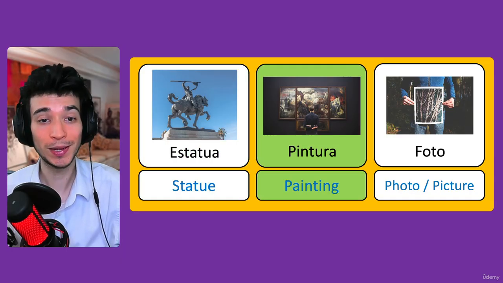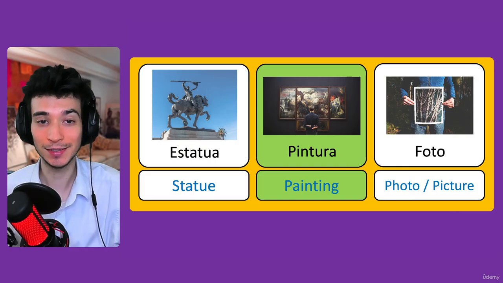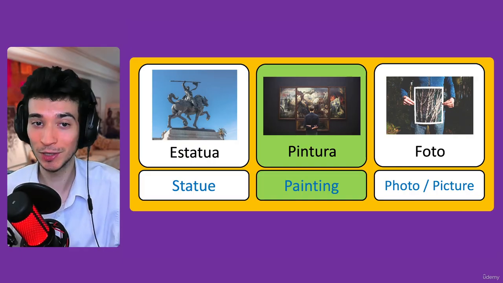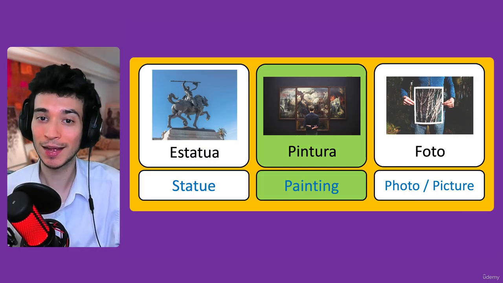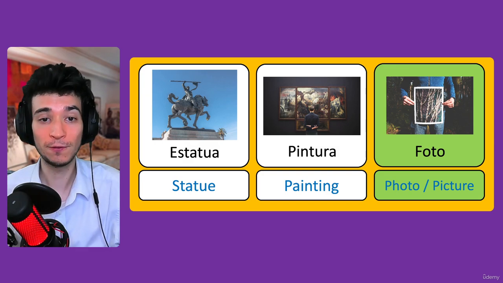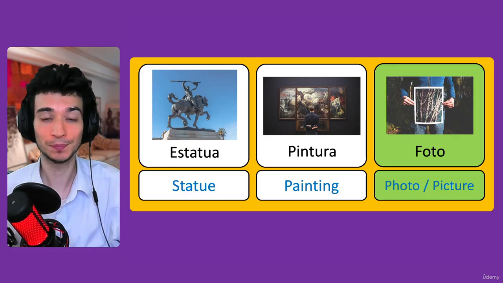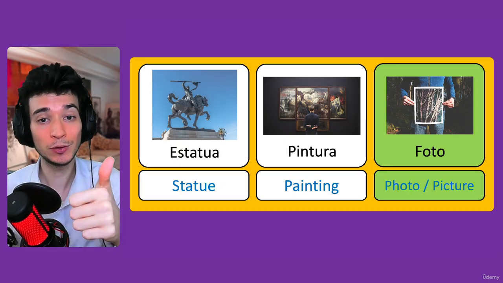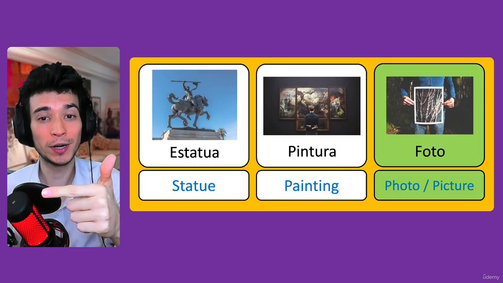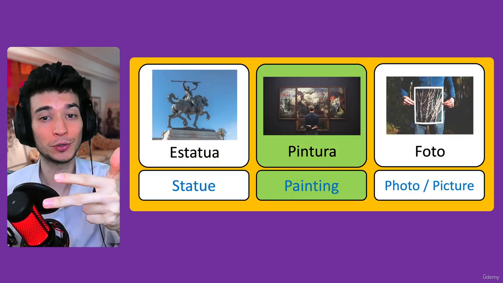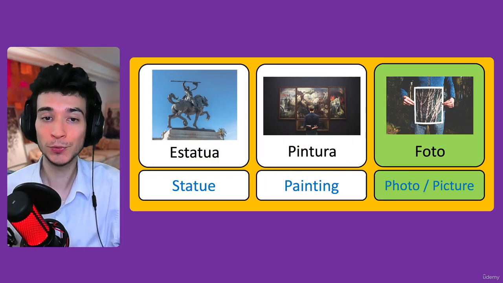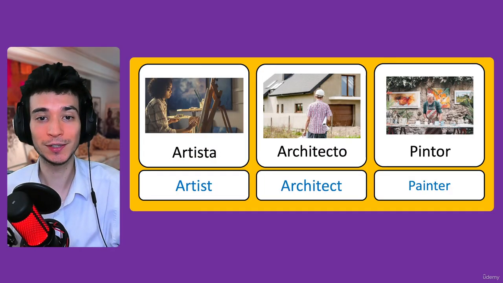The next one. Pintura, painting. So similar enough, pintura. And the next one, foto, which means a picture. Foto. So estatua, pintura, and foto. Okay, so these ones are simple, close enough to English.